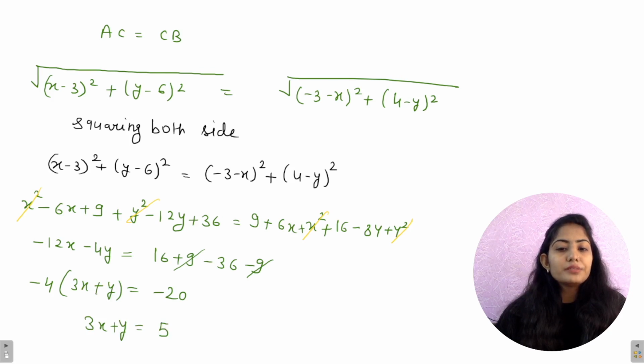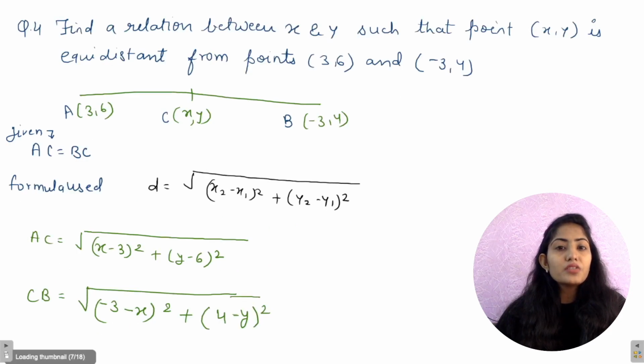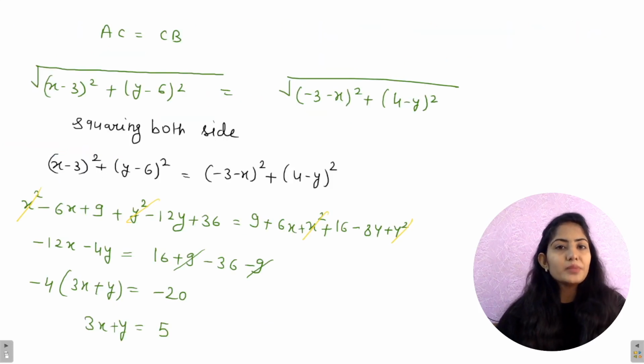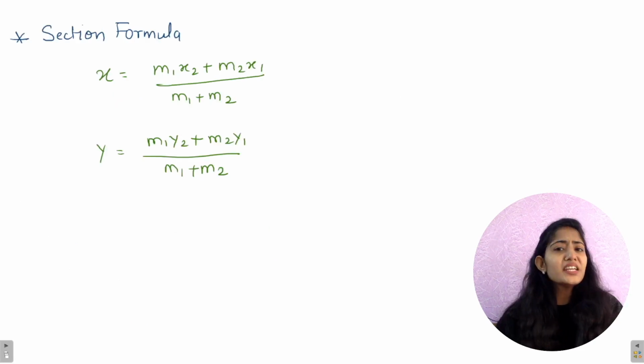So we get this. So question state relation between x and y. So we get the relation between x and y, that is 3x plus y equals to 5. Okay guys, now come to the next question. Next slide shows the section formula.